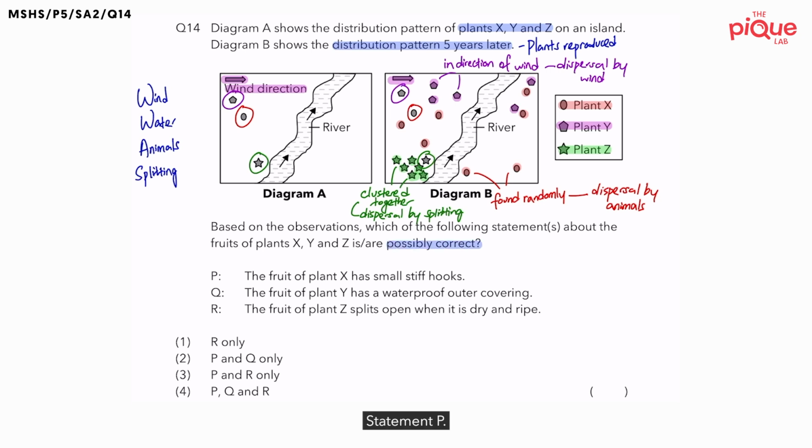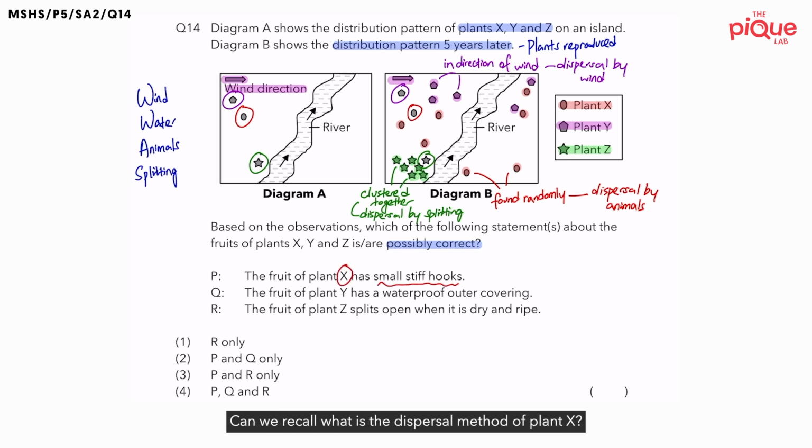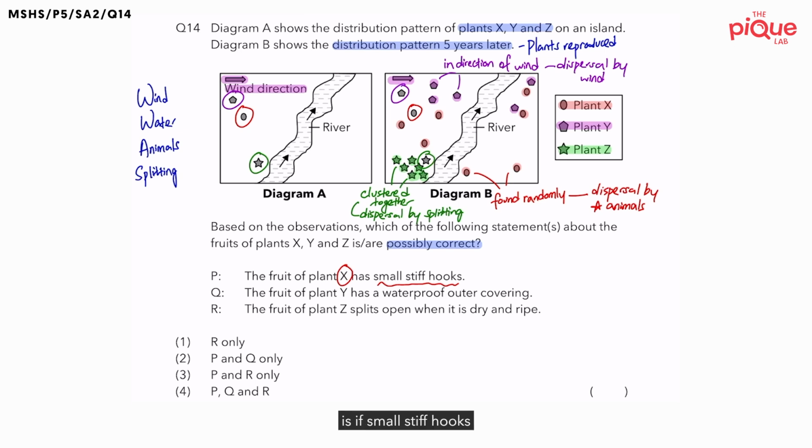Statement P. The fruit of plant X has small stiff hooks. Can we recall what is the dispersal method of plant X? It is dispersed by animals. So a question I have for you is if small stiff hooks are a characteristic of fruits dispersed by animals. Yes. Why do you think this characteristic is important for seeds that are dispersed by animals?